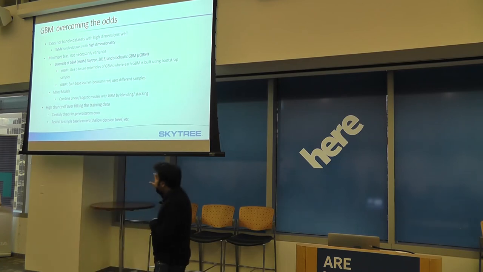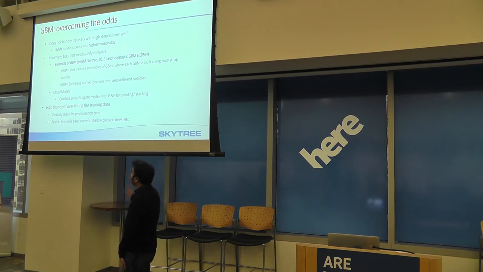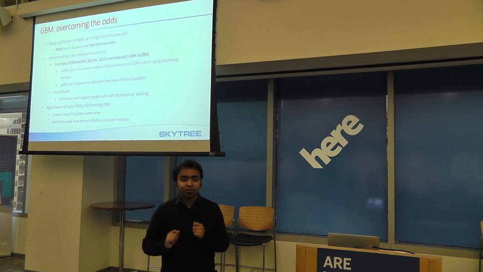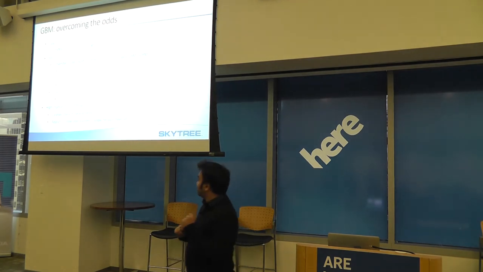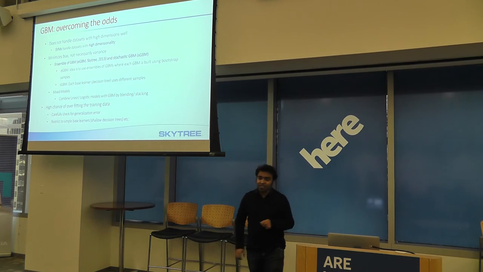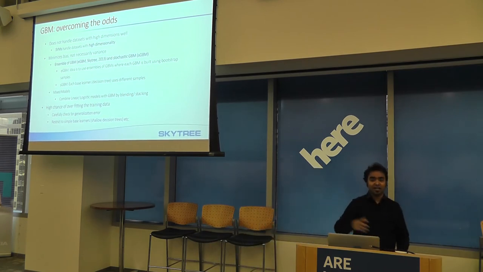There's a high chance of overfitting. Of course, there are some basic techniques here: restrict to simple base learners. Make sure that you're tuning well, restricting the size of each base learner that you want to grow. And you want to carefully check for generalization error. What's the cross-validation error on the data set? How does that look on a testing data set? And how does it generalize?